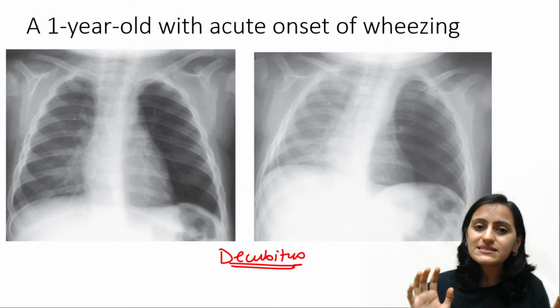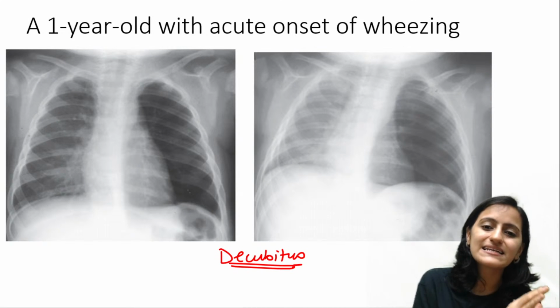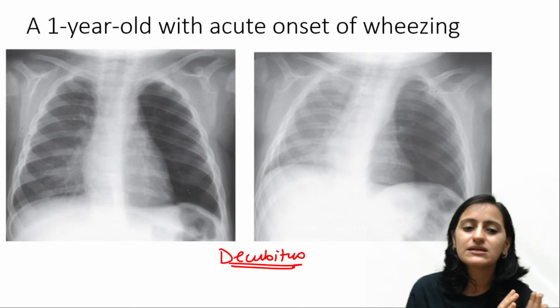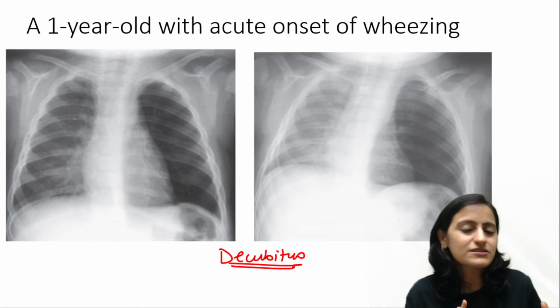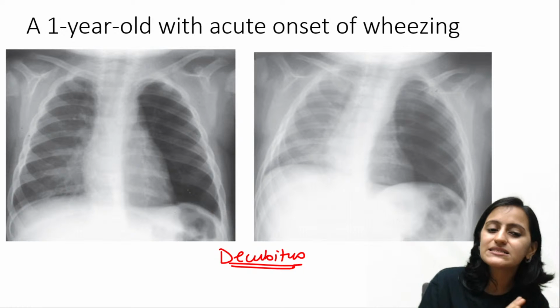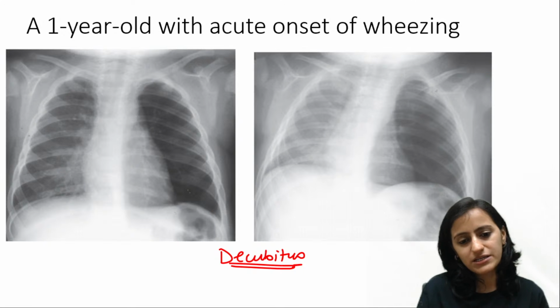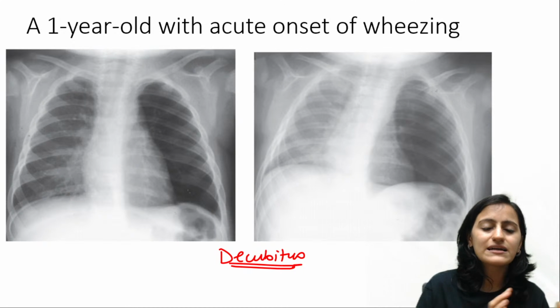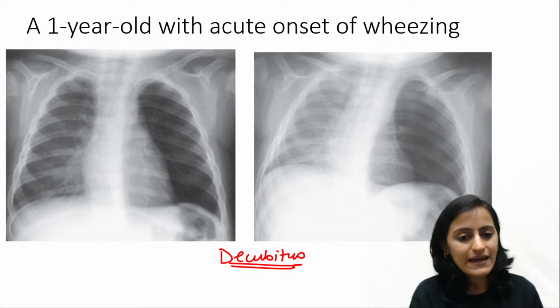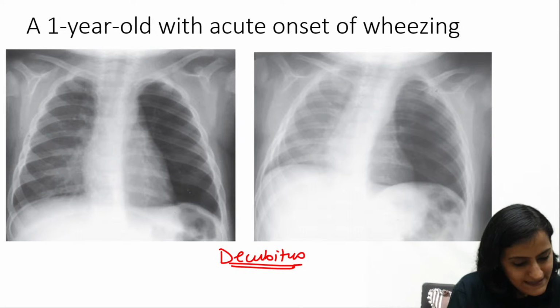How will decubitus help? When you do the decubitus, that side lung, because of the pressure, should collapse. That means the volume should decrease. If the dependent lung is not decreasing in volume, that means that it is obstructed. So if the lung is not decreasing in volume, then it is the obstructed side. How to differentiate from pneumothorax?